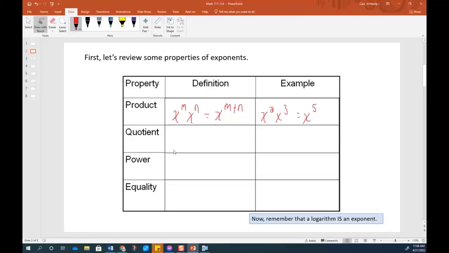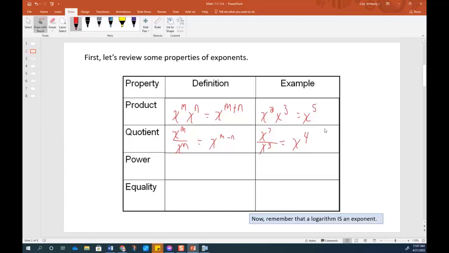We add those exponents. Now, the quotient rule has to do with division. So if you have x to the m over x to the n, just like multiplication became addition, division becomes subtraction. If we had x to the seventh over x to the third, then we would subtract those exponents and it would equal x to the fourth.